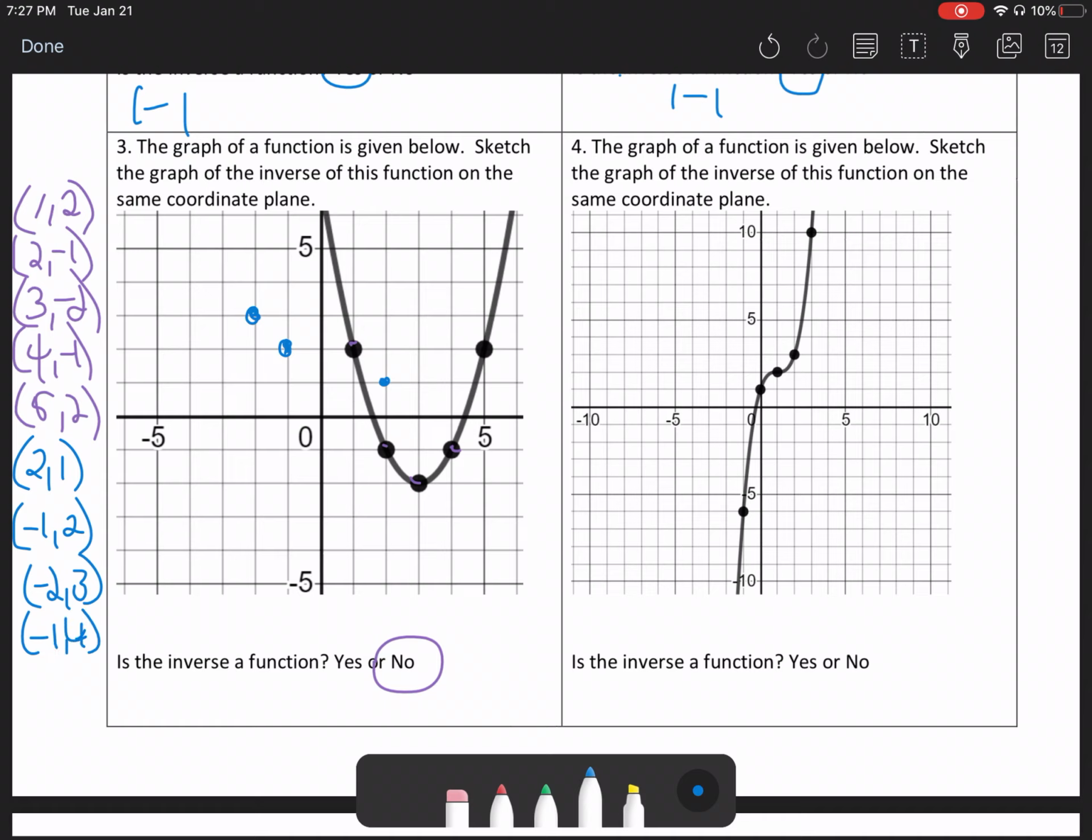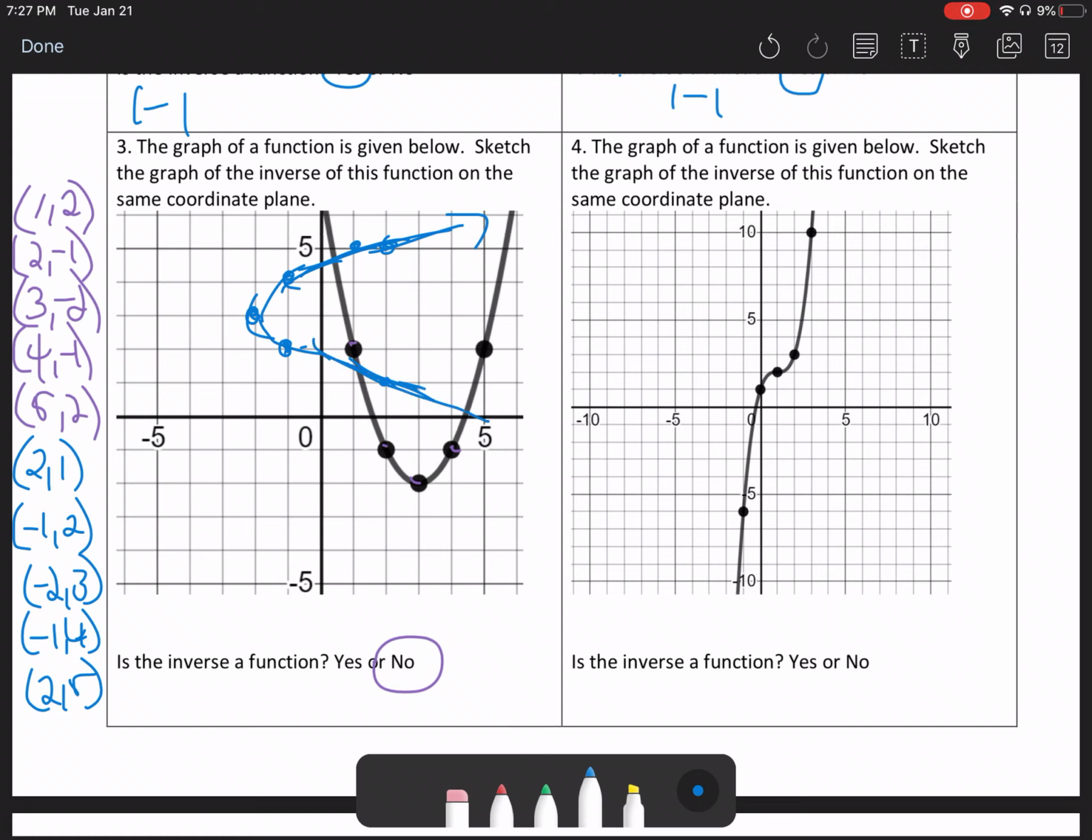-1, 4. And 2, 5. Wait, 2, 5, sorry. 2, 5. Okay, just be careful. So again, I go through, I connect my points.